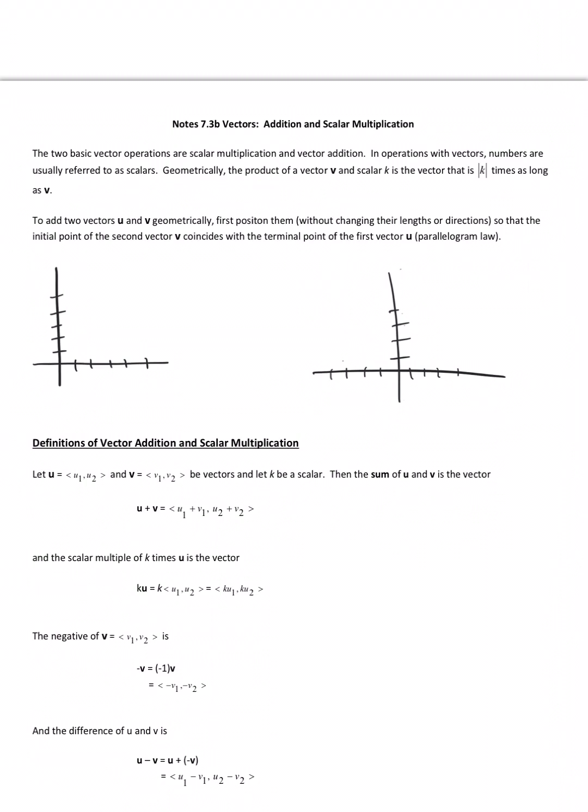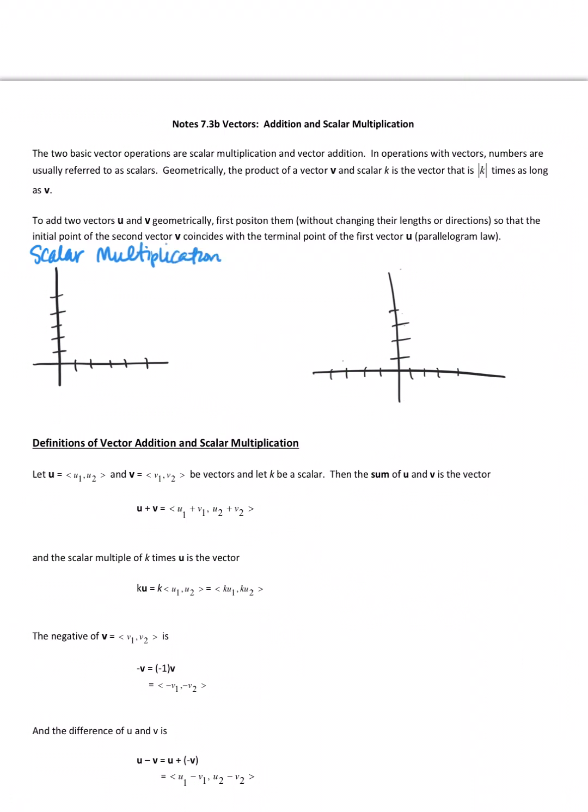Geometrically, the product of a vector v and a scalar k is the vector that is the absolute value of k times as long as the vector v. All right, so before we do the second thing here, let's talk about just scalar multiplication.